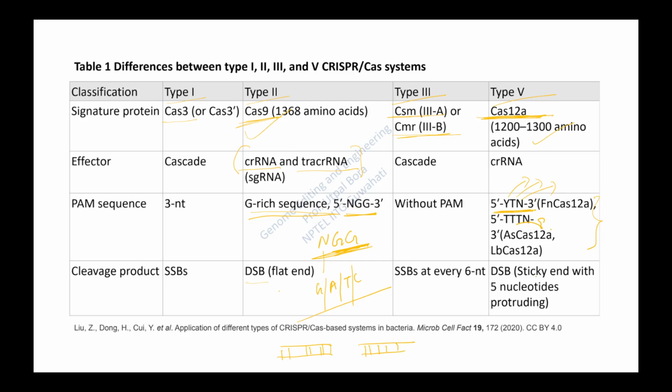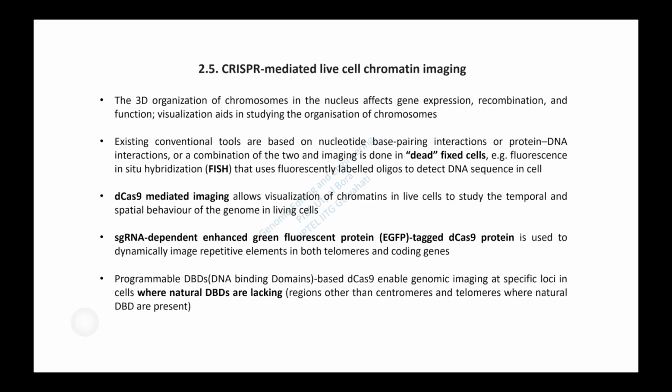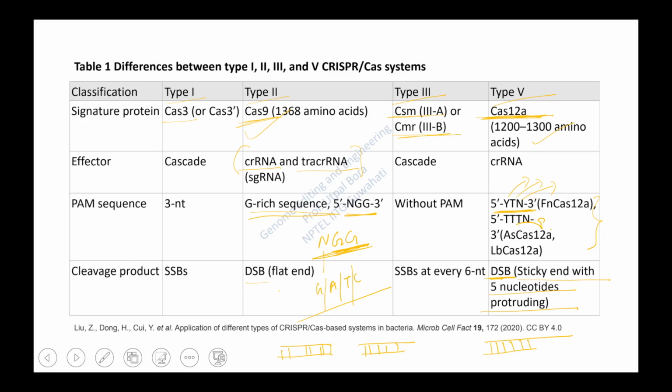Okay, however, the DSPs produced here is sticky end with 5 nucleotide protruding. So suppose you want to generate overhangs. Those overhangs can be generated with the help of Cas12 machinery. For example, if you want to generate a 5' overhang so that you can perform certain HR or any type of reactions, that type of overhangs can be generated when adapted with the Cas12 system.